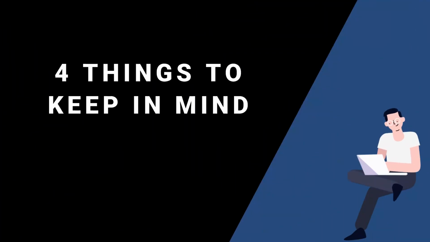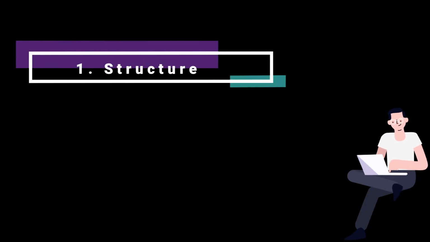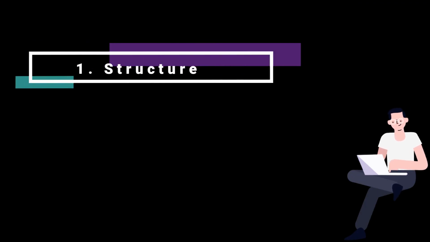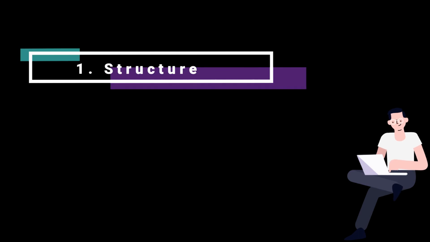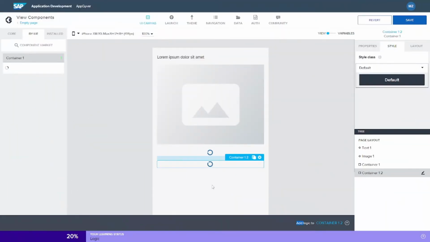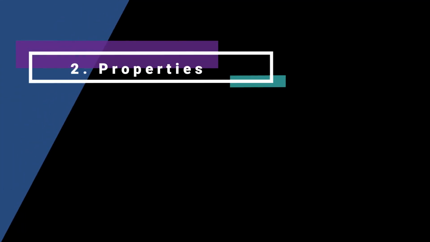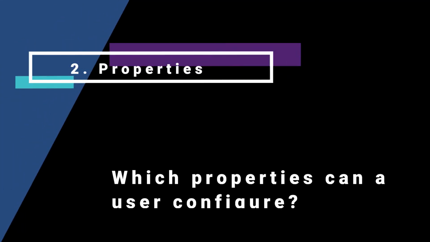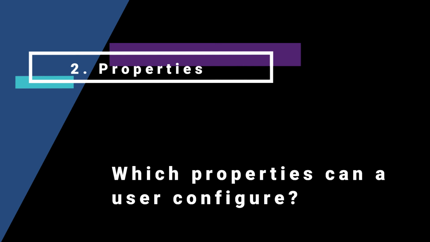However, there are 4 things to keep in mind with the composite component. First is structure. How the subordinate components are arranged in the composite component, in our case, the spinner inside the container. Second is properties. More precisely, what properties can a user configure after the component is dragged into the canvas.